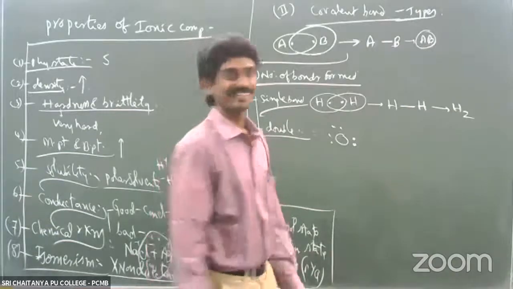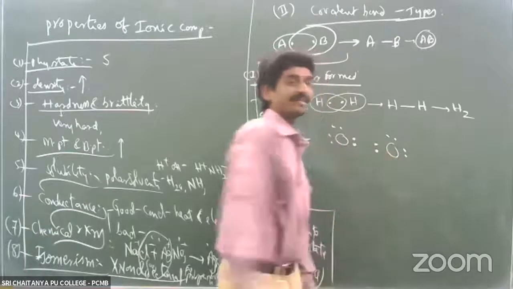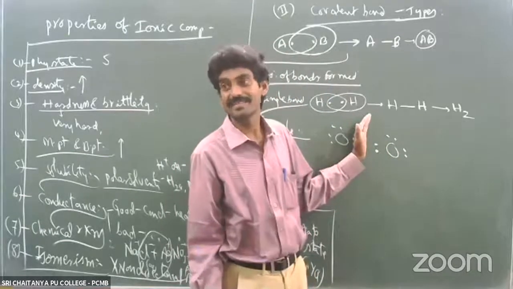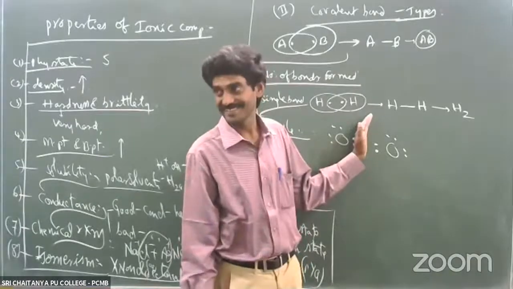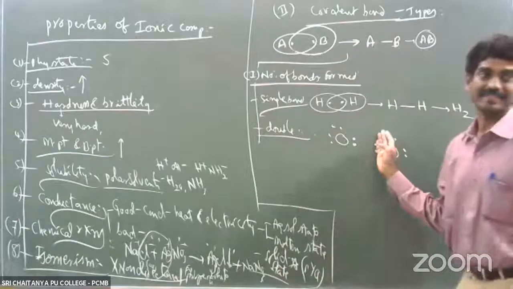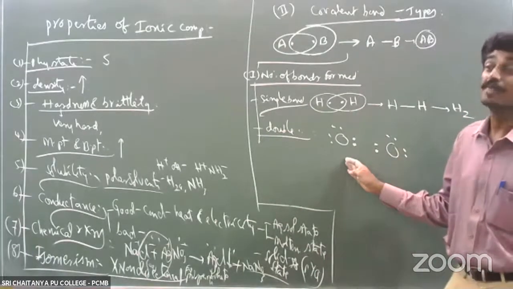Then take another oxygen atom also. It also has 6 valence electrons. Now, this oxygen needs how many electrons to get stability? 2 electrons. 6 plus 2 is 8, an octet, right? It is unstable. The other one also has 6 electrons, so it is also unstable. It is unhappy, it's unstable.